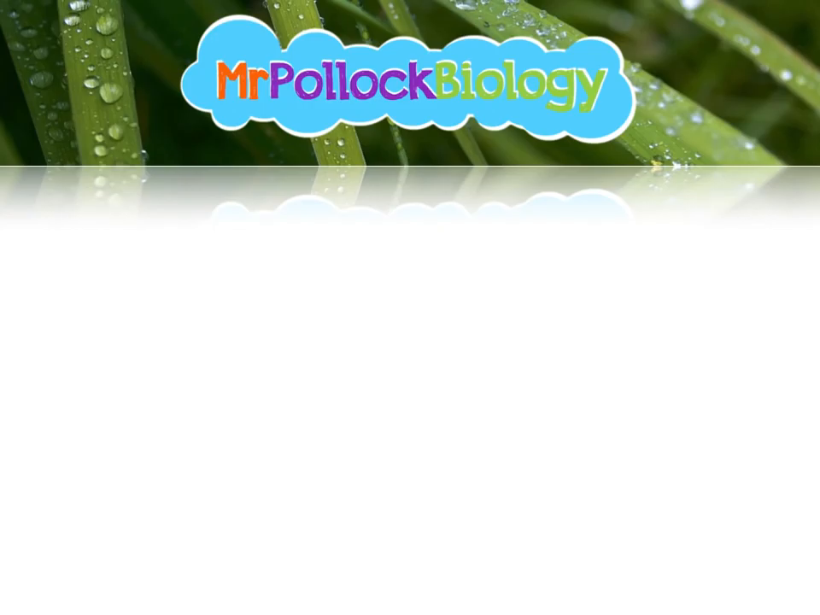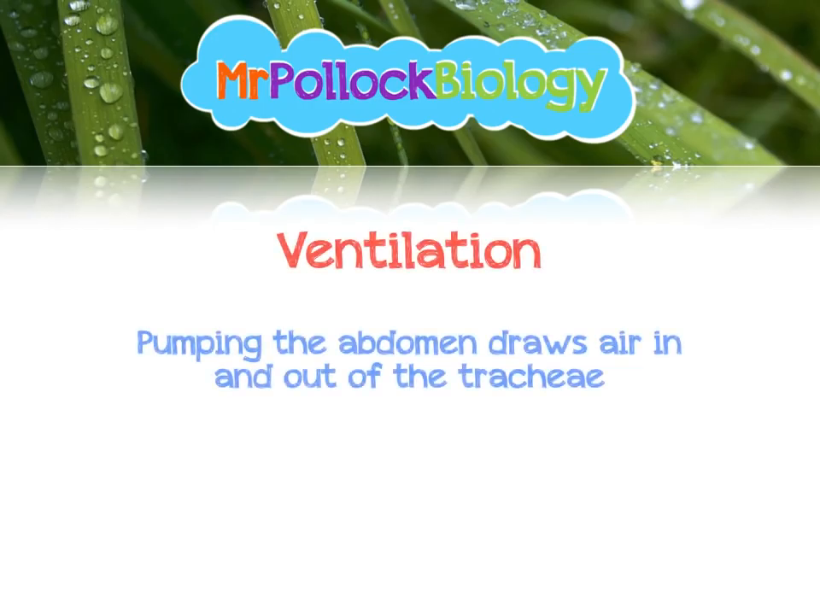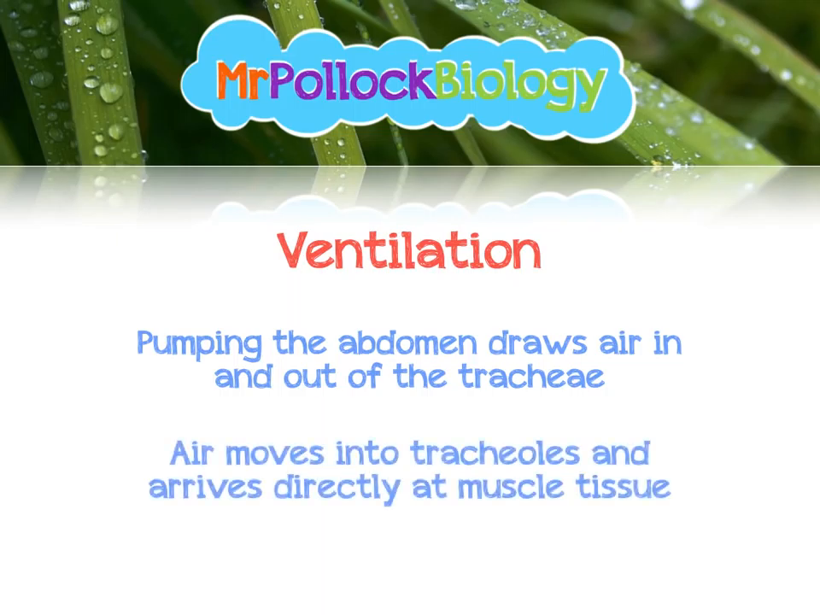But how does the insect actually ventilate its body? Well, it pumps the abdomen in and out, which draws air into and out of the tracheae via the spiracles. Now, air moves into the tracheoles from there and arrives directly at the muscle tissue. This is a really simple system.